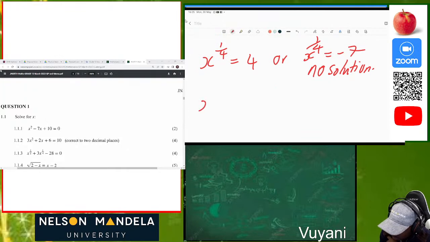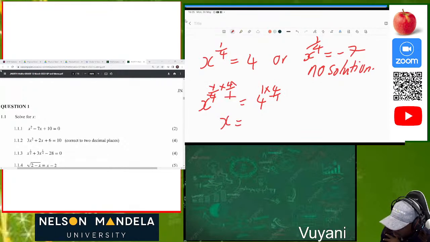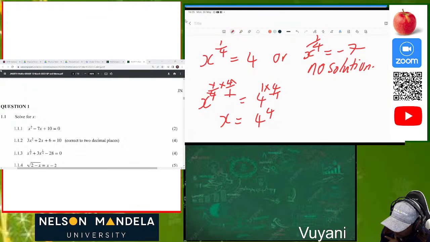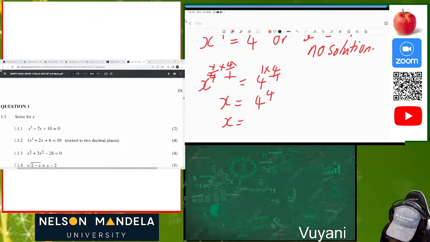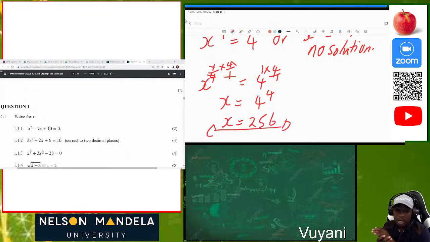Now solving this, x to the power 1 over 4 is equal to 4. We multiply by 4 over 1 on both sides, the exponents cancel, and our x will be equal to 4 to the power 4. Then what is our x? 4 to the power 4 is 256. So this is the x value which we were looking for throughout this whole equation.